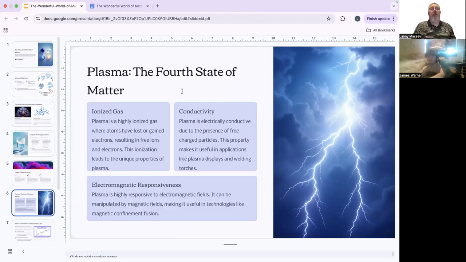Plasma, the fourth state, is here. It says an ionized gas, resulting in free ions and electrons. This ionization leads to the unique properties of plasma. Plasma becomes very electroconductive. It can conduct electricity very well. That's why we see lightning. That's why I have the picture of the lightning bolt over here. It has the ability to be responsive to electromagnetic fields.